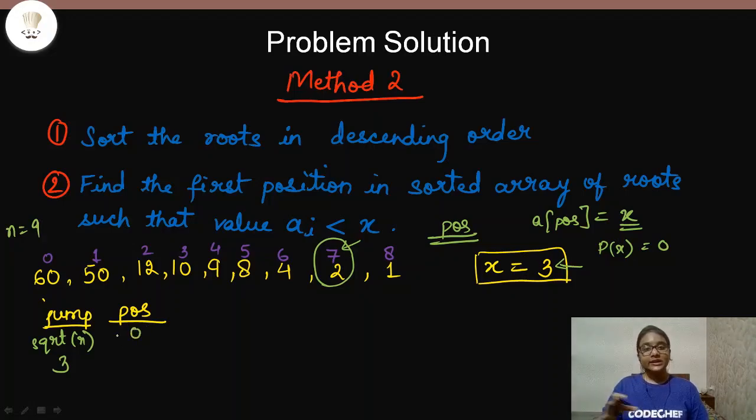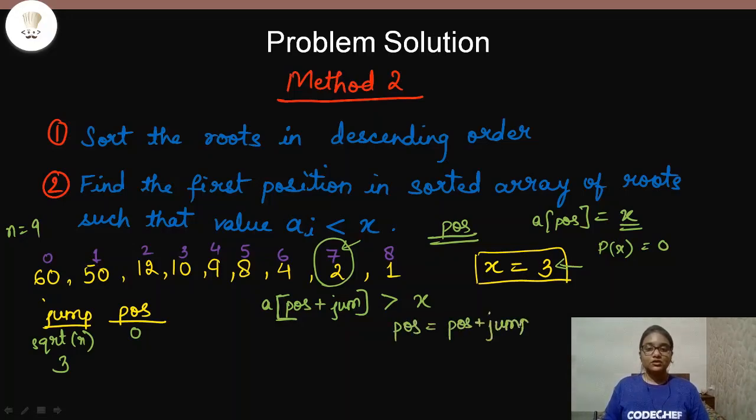Now in each iteration, we will check whether the value at a of position plus jump is greater than x or not. If this particular value comes out to be greater than x, then again we will increment the position by position plus jump. So this way, what is happening?